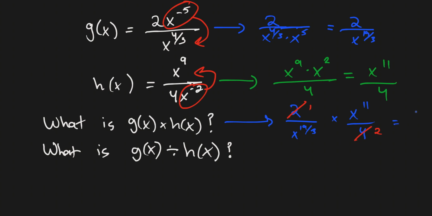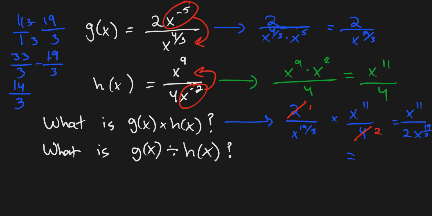So this just equals x to the 11th over 2x to the 19 by 3. So these are kind of weird numbers, but we can still work with them. So 11 minus 19 by 3, let me do this here. You can do this by multiplying the denominator and the numerator by 3. So this is 33 by 3 minus 19 by 3. What is 33 minus 19? That's 14 by 3.